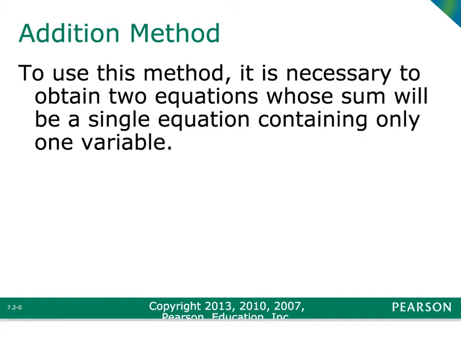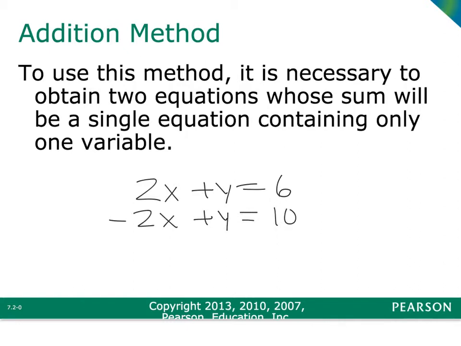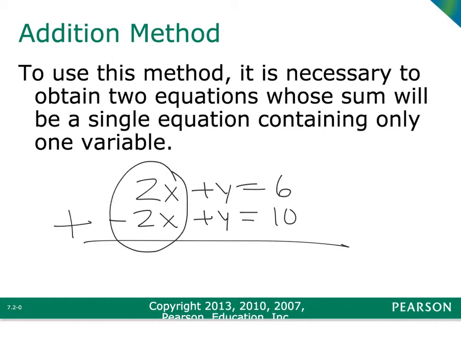When you do this method, you may have to rearrange the equations. Your goal is to have two equations where the sum will result in only one variable. So for example, say you have 2x plus y equals 6 and negative 2x plus y equals 10. If you were to add the two equations together, notice the 2x and the negative 2x are exact opposites, and when you add them together, they eliminate. That's what you're looking for. If you don't have that, you're going to have to do a little work to make that happen.